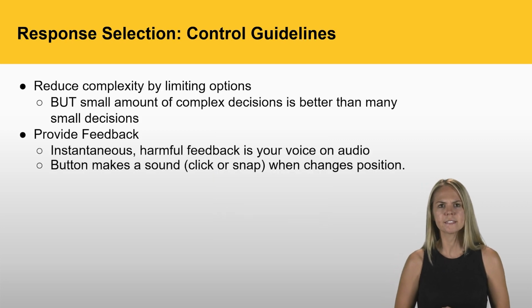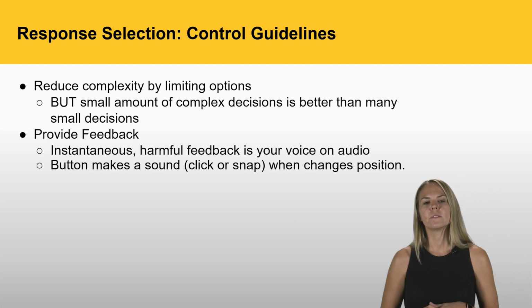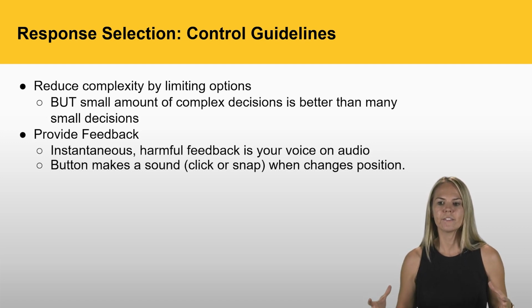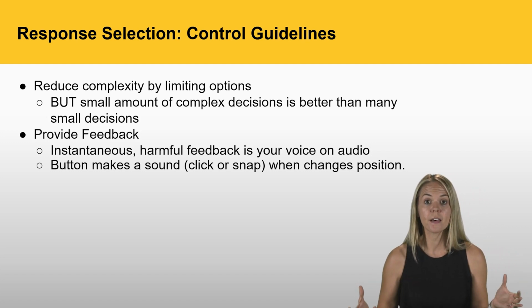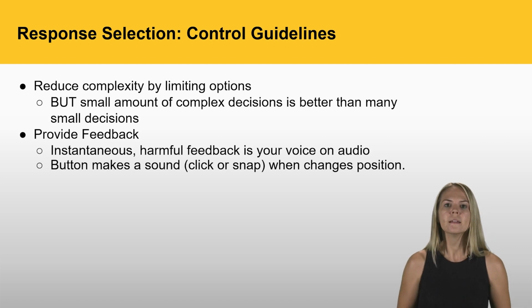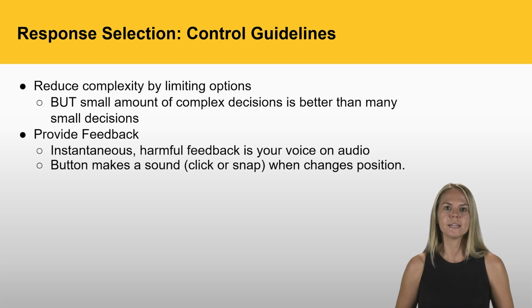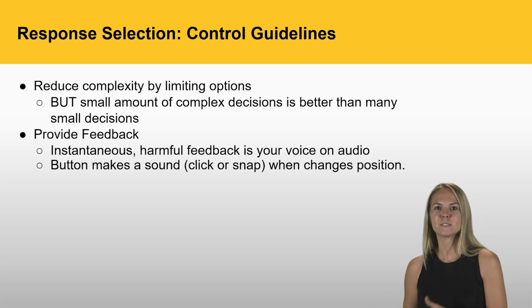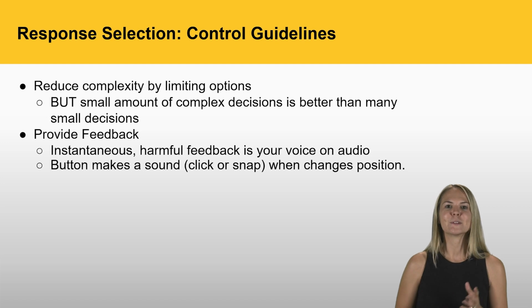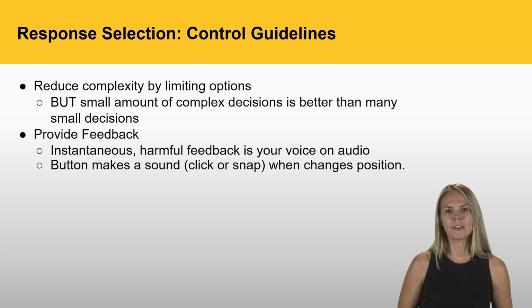The last control guideline that is newer for specific control is response selection. Again, we have situations where there's a lot of controls and a lot of complex decision making, and we want to help the user make the correct choices by reducing the amount of options they have. They did find that a small amount of complex decisions is better than many small decisions. So a small amount of complex decisions would be better than continually making a bunch of little ones.